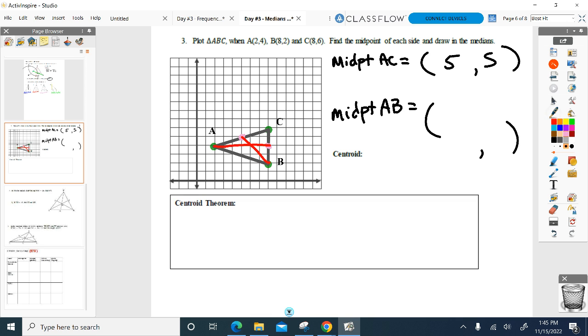And anybody have the midpoint of AB? 5, 3. Everybody graph it for me. And draw in the median using a straight edge.